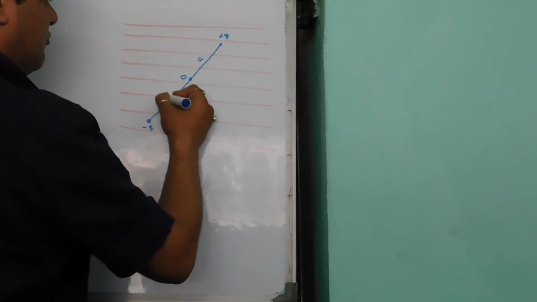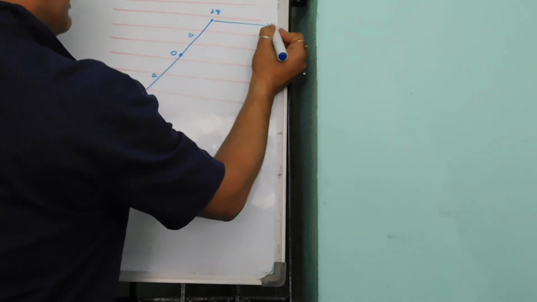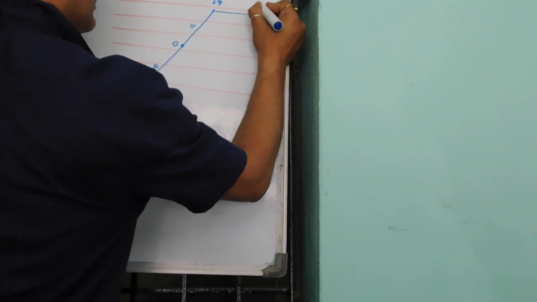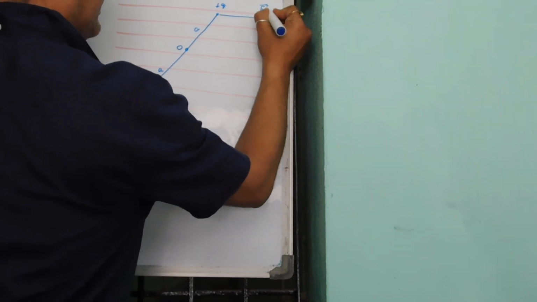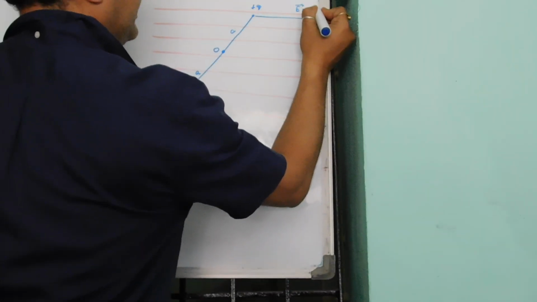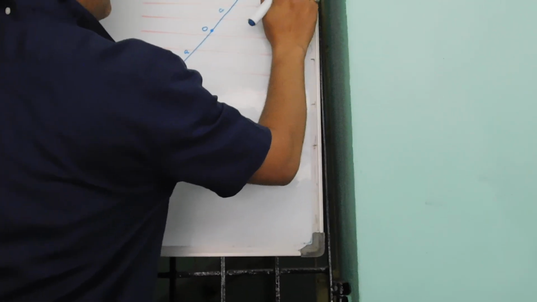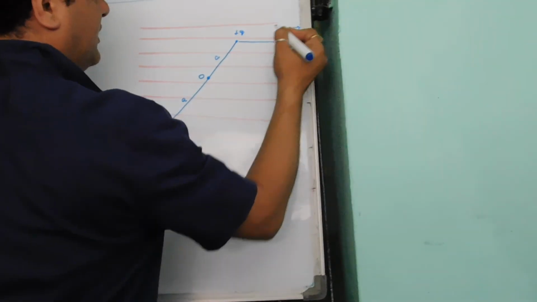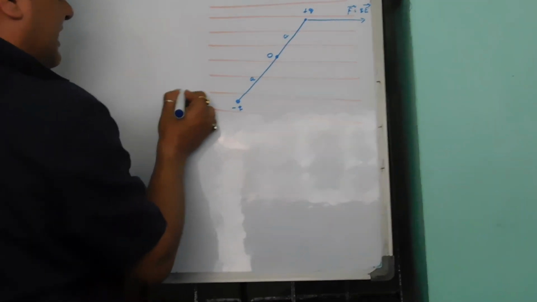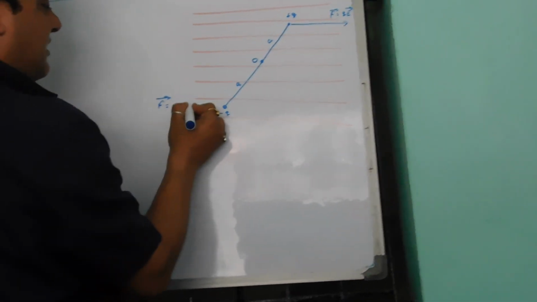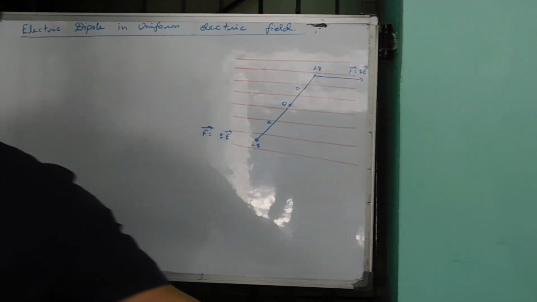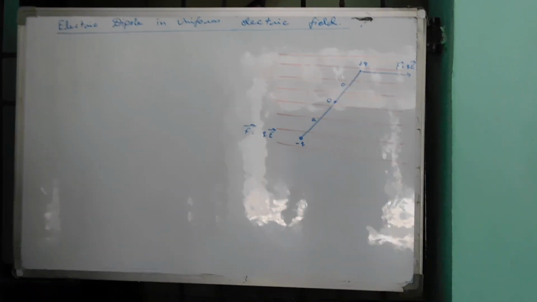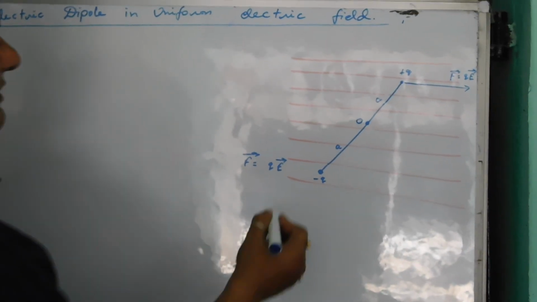The length of the dipole is 2a, and the force experienced by that dipole in this direction, with electric field intensity E, is equal to QE. Force experienced F is equal to QE, and in this direction F is also equal to QE. Now we have to determine how much torque develops over this dipole.